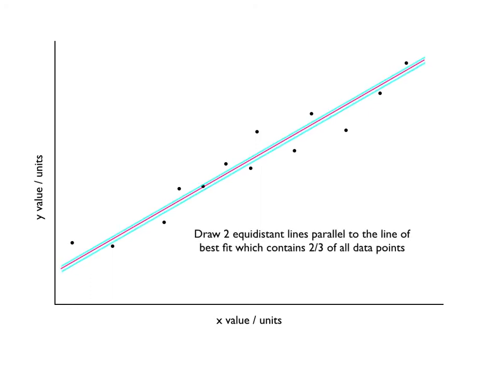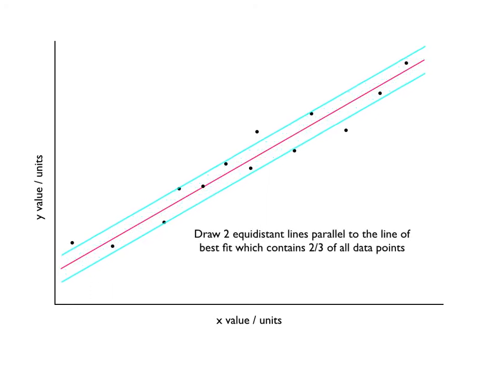Now, if I take two lines and run them in parallel to that line of best fit and stretch them out, like those curtains on a pulley, so that they move out equidistant from that center line of best fit, and I want the region between them to contain 2/3 of my data points. When it contains 2/3 of my data points, I'm going to stop and draw my parallel lines.